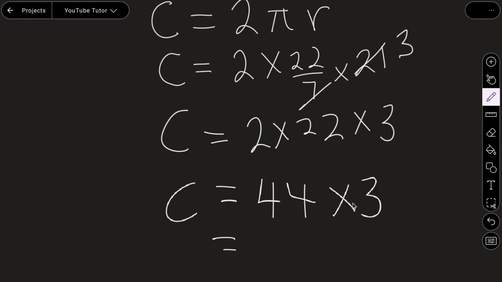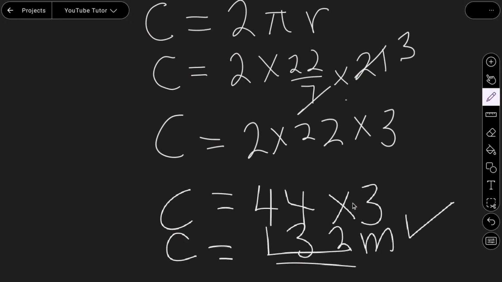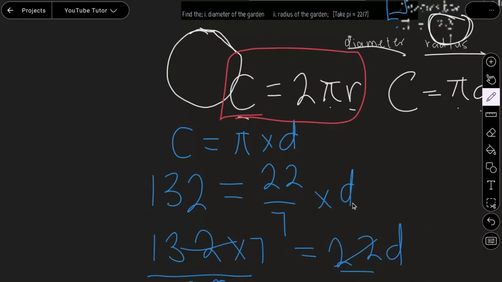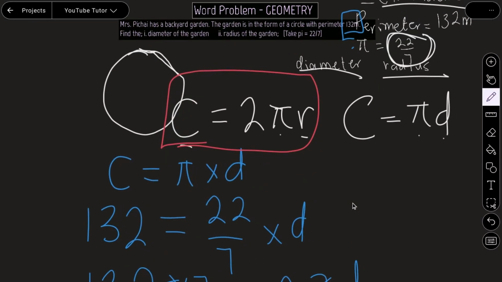Which gives us 132 if you check from your calculator. This shows that the circumference is indeed 132, which they gave to us as our perimeter, and our answers are duly correct. So that is how to solve these types of questions.